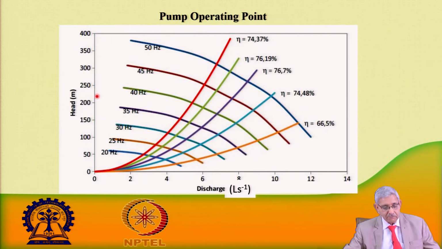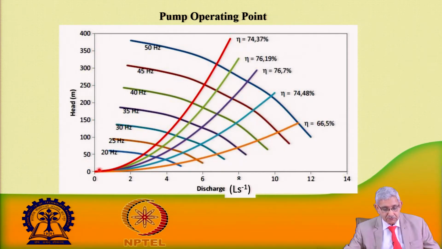This is another important characteristic curve, which you can see here: how the head and discharge vary for the pump when the motor is supplied power at different frequencies, and when the pump is operating at different frequencies it has different efficiency. So, you can see the typical curve which is available.